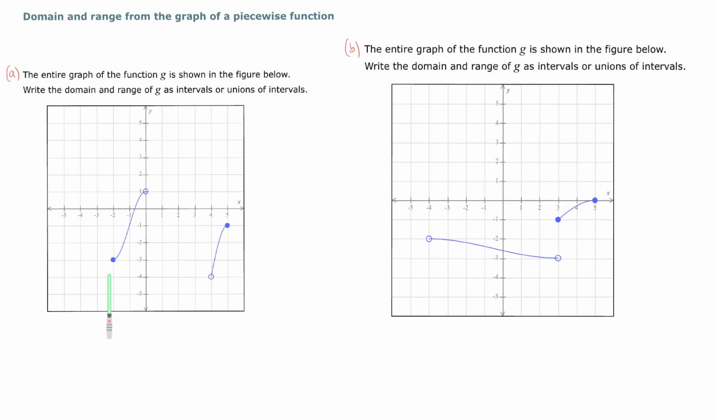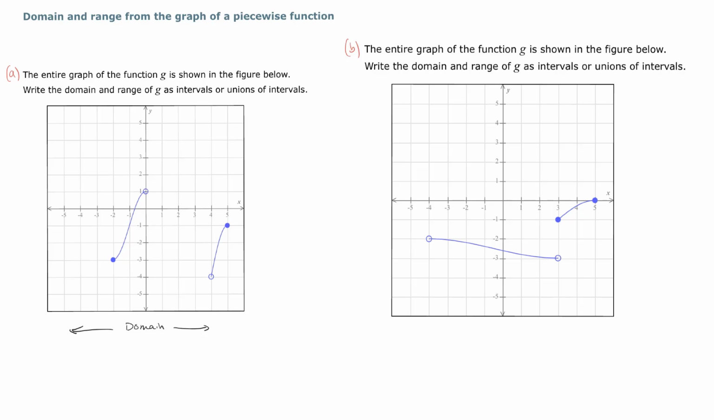Let's find the domain and range of both these graphs. Now you've got to remember, domain is in the horizontal direction, or you could think of the domain as the set of all input values to your function. So a good way to remember this is that your domain is going this way, in the horizontal direction.